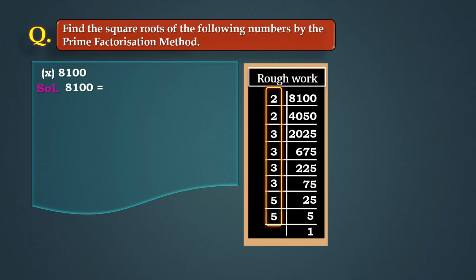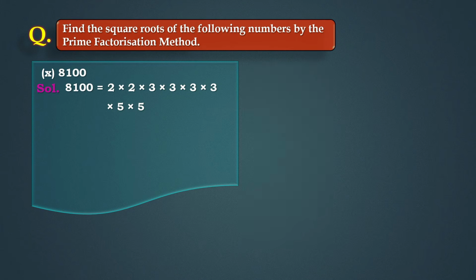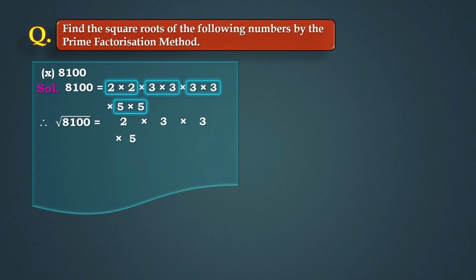So, we can write 8100 as 2 multiplied by 2, multiplied by 3, multiplied by 3, multiplied by 3, multiplied by 3, multiplied by 5, multiplied by 5. Now, let us make pairs of the same numbers. We can form one pair of 2s, two pairs of 3s, and one pair of 5s. Next, take one number from each pair. So, the square root of 8100 is equal to 2 multiplied by 3 multiplied by 3 multiplied by 5.